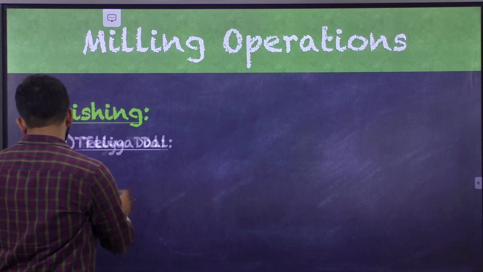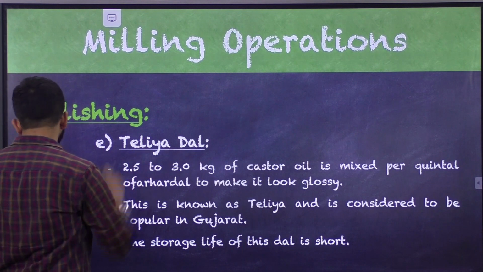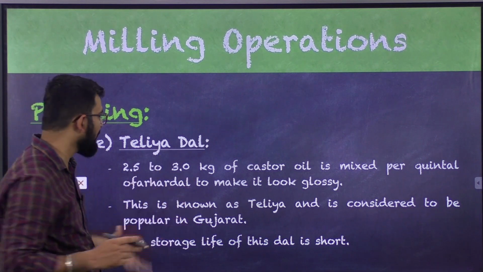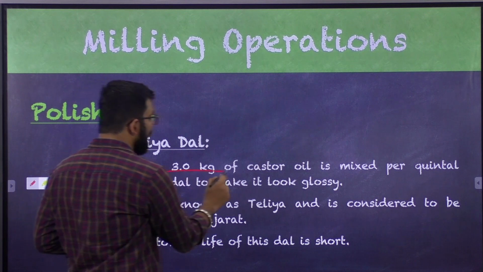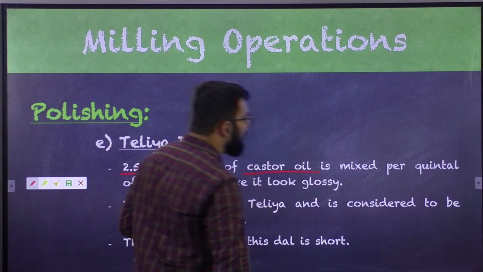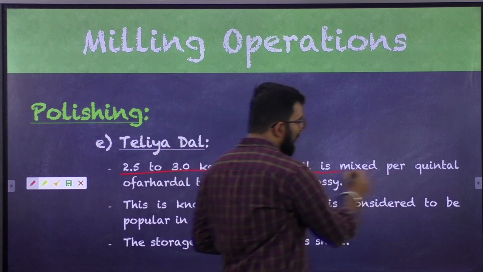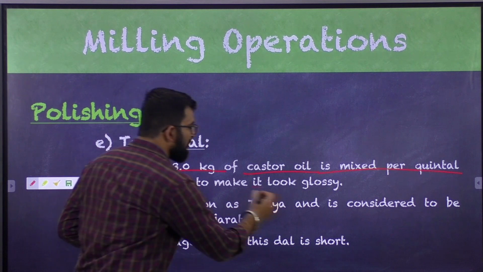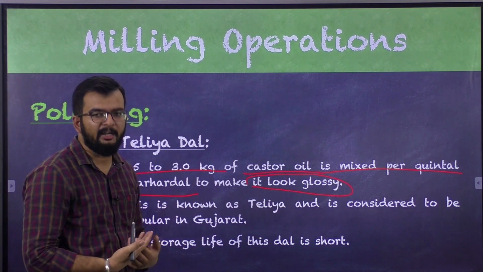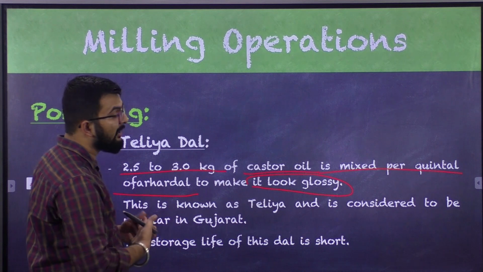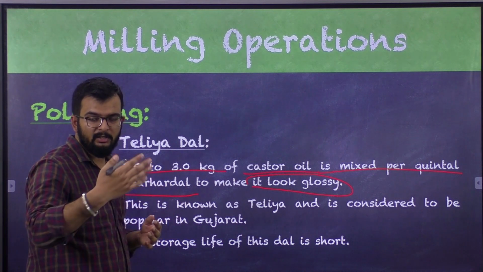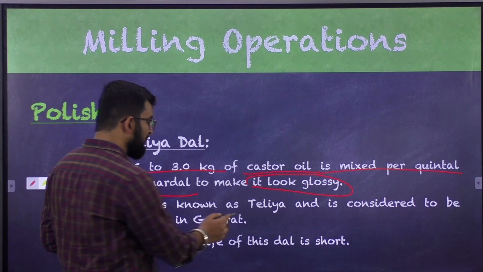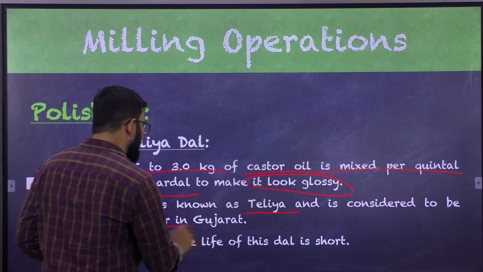Okay, so after nylon polish we have Telia dal. This is a particular type of dal in which a particular method is used for polishing. Around 2.5 to 3 kg of castor oil is mixed per quintal of arhar dal to make it look glossy. So castor oil is simply being added to arhar dal so that it will give a gentle lustrous feel, a gloss to the surface of the pulses. This is known as Telia and is considered to be popular in Gujarat.